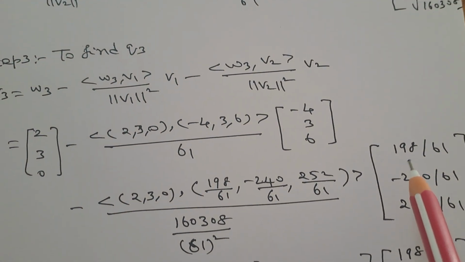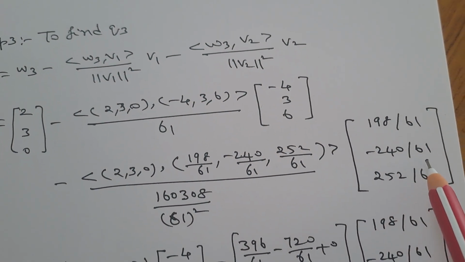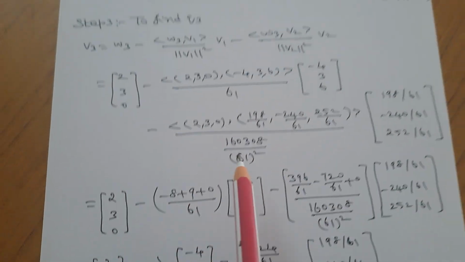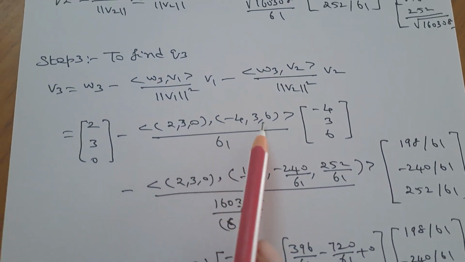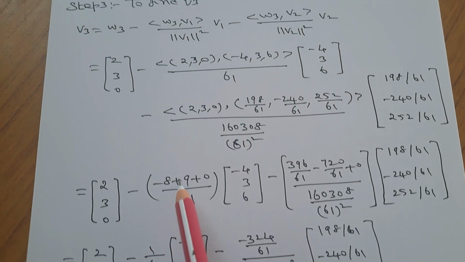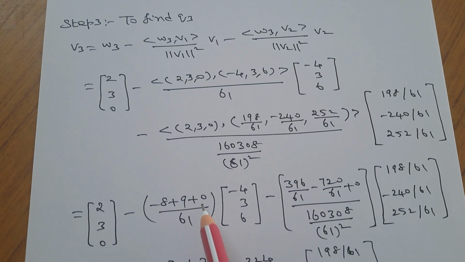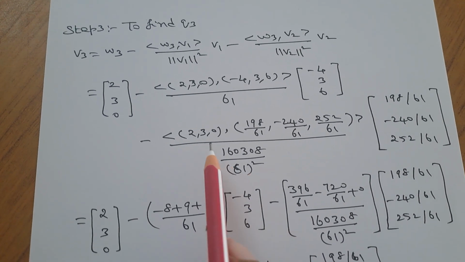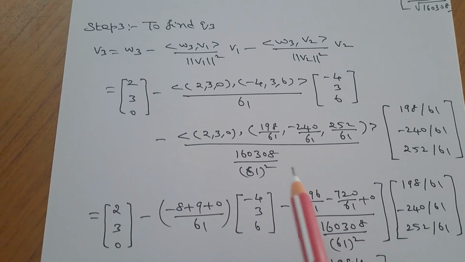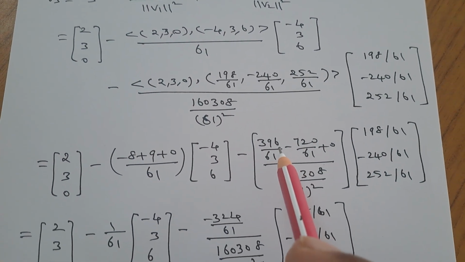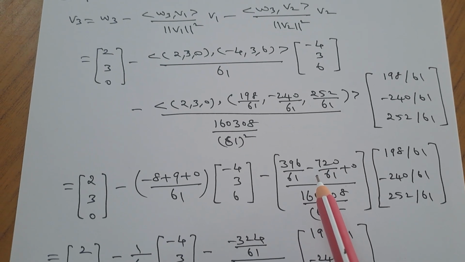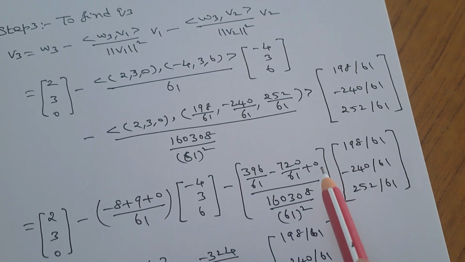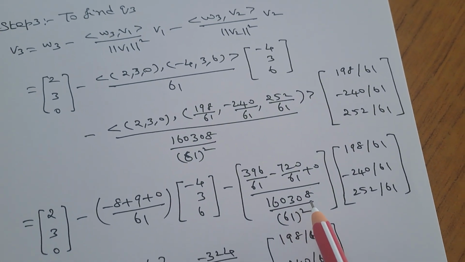Then V2 is 198 by 61, minus 240 by 61, 252 by 61. So here, 230 minus, in the inner product, here 2 into minus 4 is minus 8, then 3 into 3 is 9, 0 into 6 is 0 by 61, minus 4, 3, 6. If you are multiplying these two, remove the inner product, that is 2 into 198 by 61 is 396 by 61, minus 3 into minus 240 is minus 720 by 61, then 0 into another one is 0 by 160308 by 61 whole square.